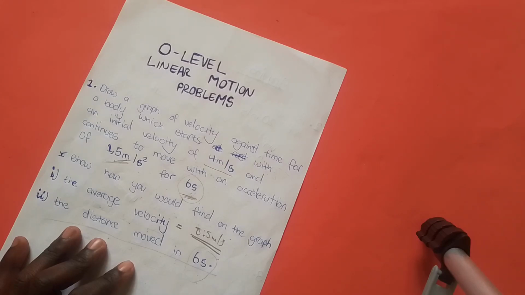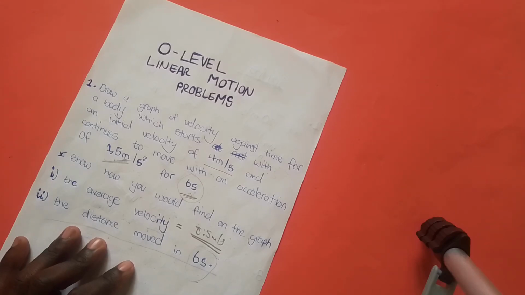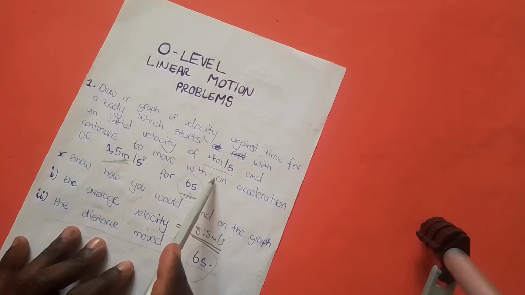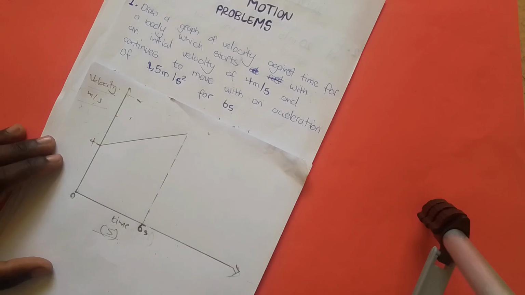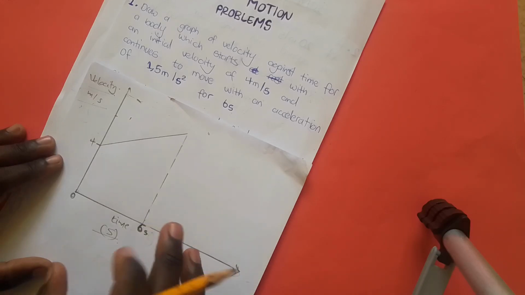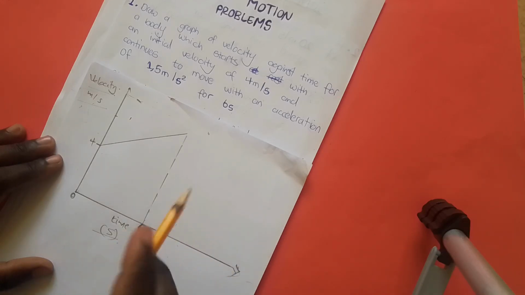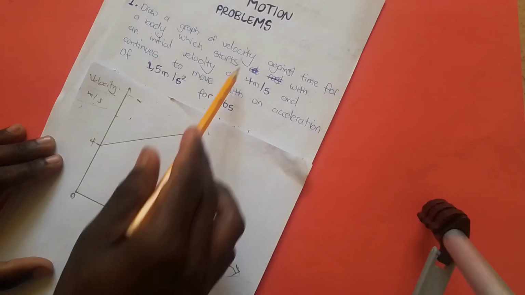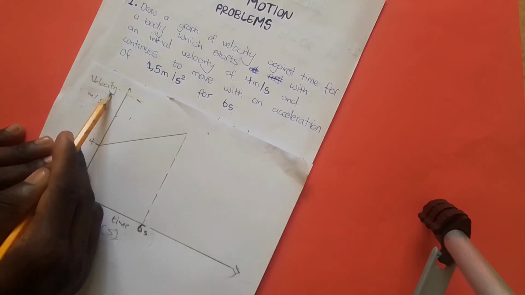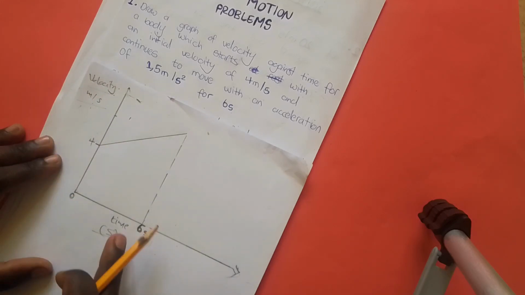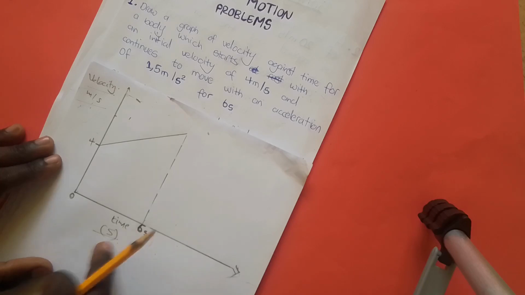For 6 seconds, which means the body was increasing in speed for those 6 seconds, right? Then initial velocity u is 4 meters per second. So let's see what the graph looks like. Okay, so the graph will look like this. The question is saying sketch a velocity time graph. Okay, velocity against time, right? This is the velocity in meters per second, and this is the time in seconds, right?